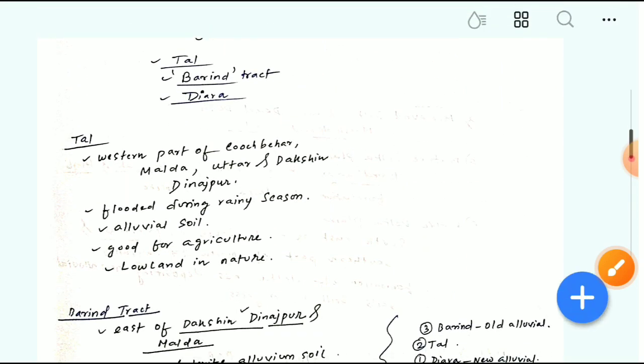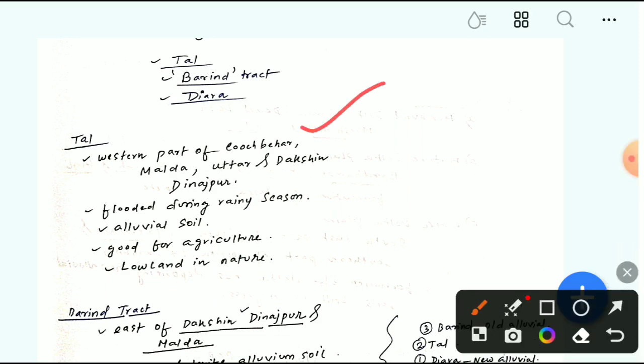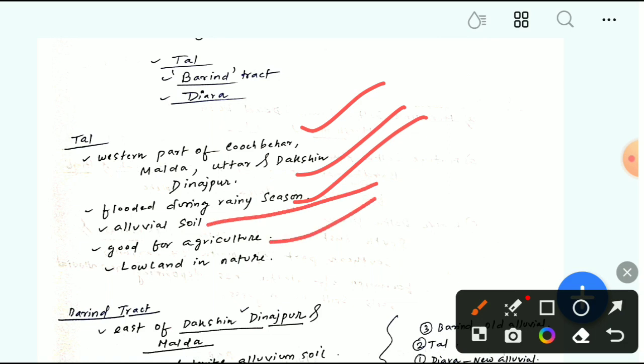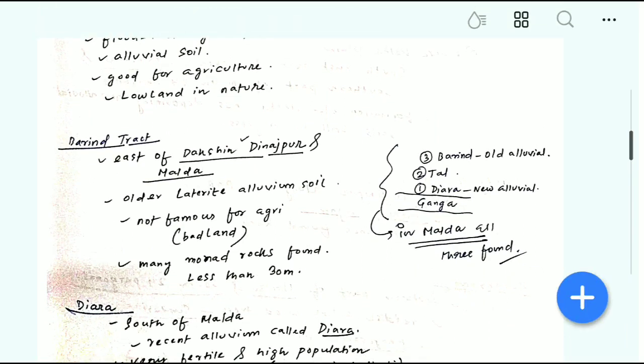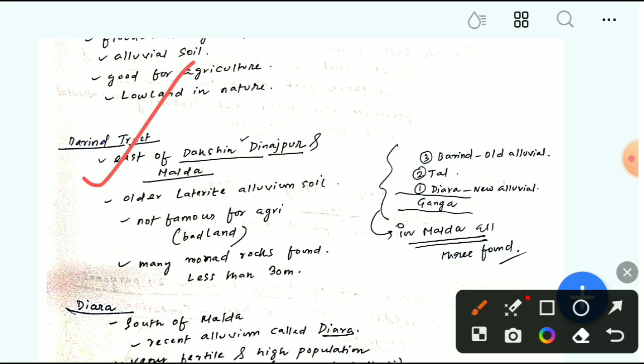First is Tal. It is the western part of Cooch Behar, Malda, Uttar and Dakshin Dinajpur. It is flooded during rainy season and it is mainly alluvial soil. It is good for agriculture, lowland in nature. Next is Barind tract, which is east of Dakshin Dinajpur and Malda. Here it is older laterite and alluvial soil, not famous for agriculture. It is kind of bad land, and many monadnock rocks are formed, less than 30 meters.